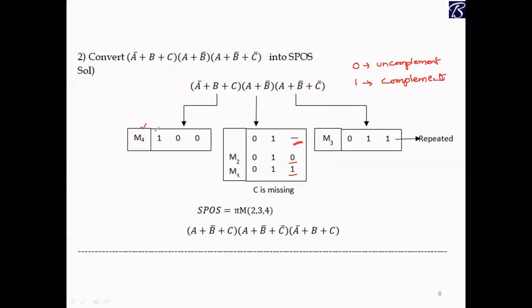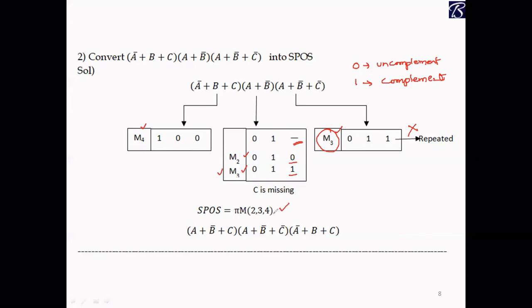That means M4. 0, 1, 0, that means M2. 0, 1, 1, that means M3. Again 0, 1, 1 means M3. If you observe all these max terms, this M3 is repeated. So pi capital M of 2, 3, 4.